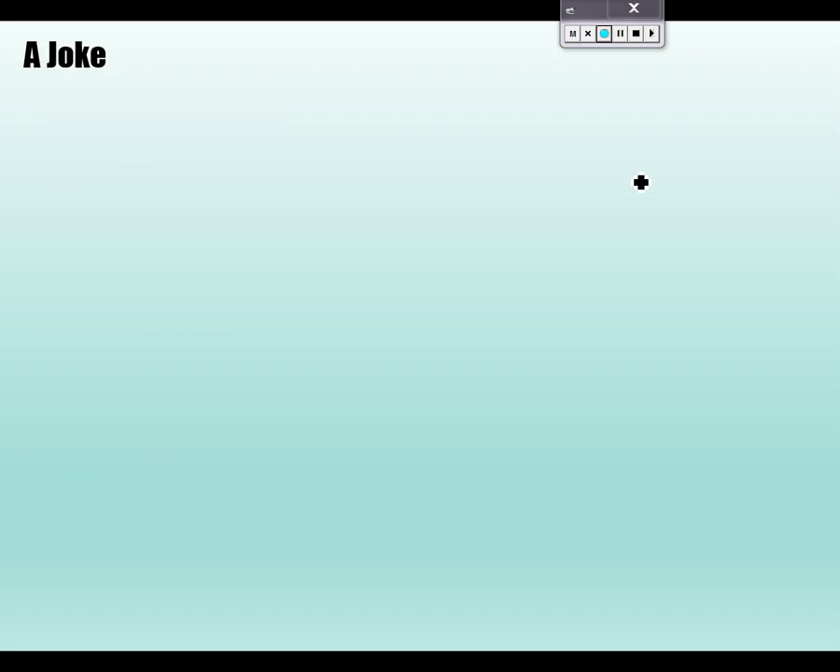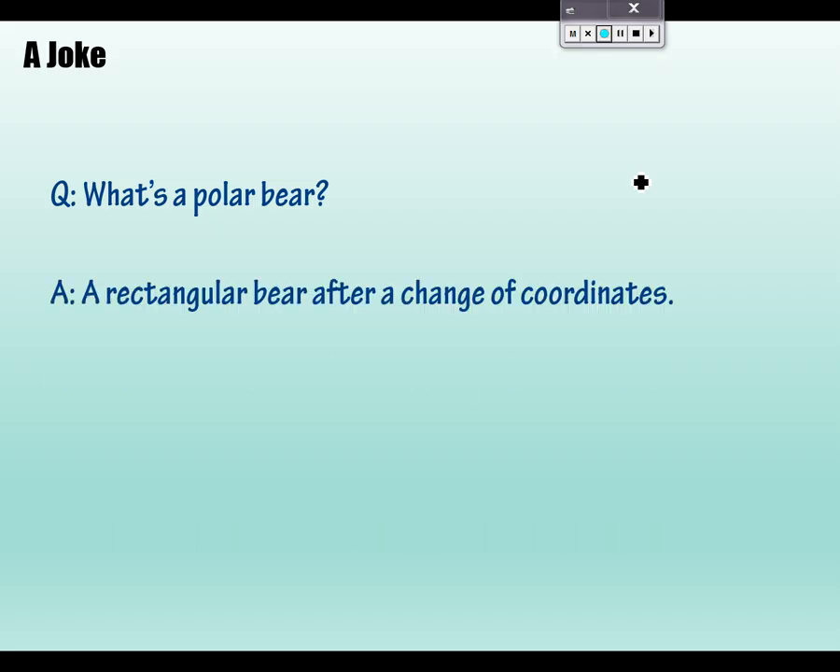All right, let's begin today with the joke. Is that all right? Okay, just to break the ice. Speaking of ice, do you guys know what a polar bear is? White. That's right. Was it the North Pole? No, none of you are quite right though. It's actually just a normal rectangular bear, just after a change of coordinates.